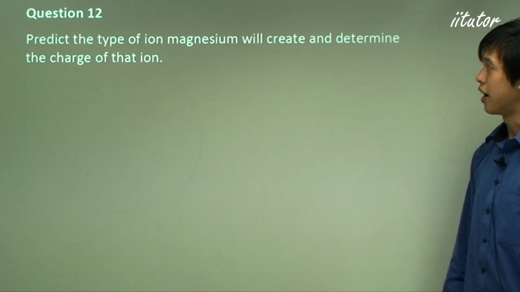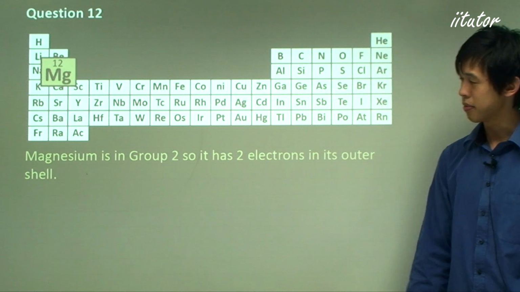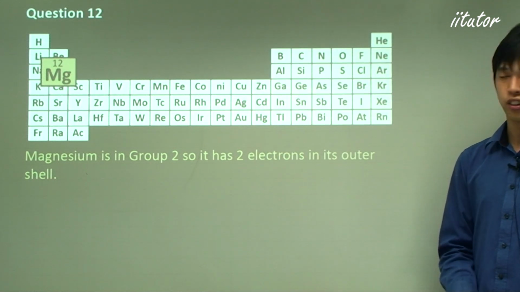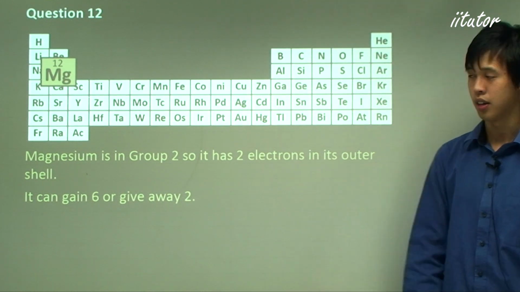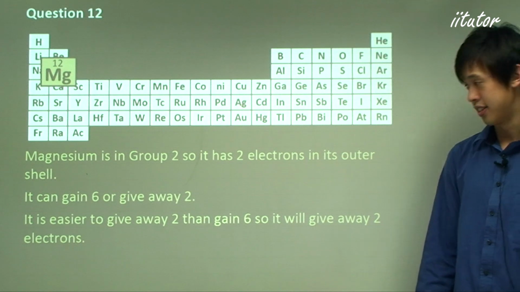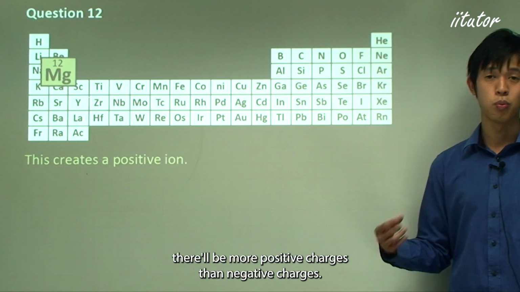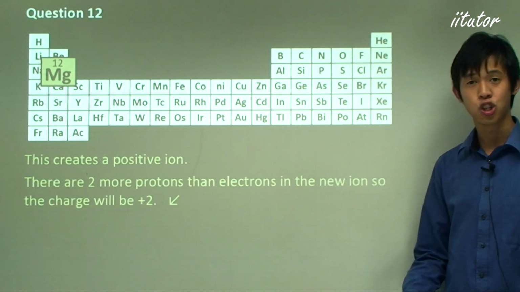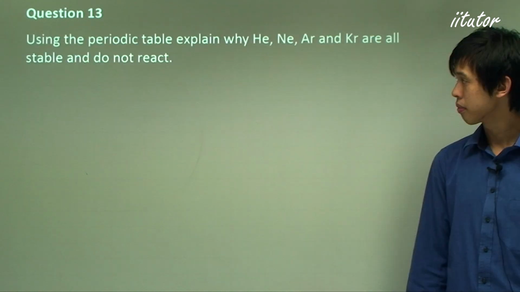Predict the type of ion magnesium will create and determine the charge of that ion. Magnesium is over there in group 2, so it has 2 electrons in its outer shell. Its options are to gain 6 or give away 2. It's easier to give away 2 than it is to gain 6, so it will give away those 2 electrons. Now, if it gives away electrons, there'll be more positive charges than negative charges, so it'll be a positive ion. And since there are 2 more protons than electrons, the charge will be 2+.